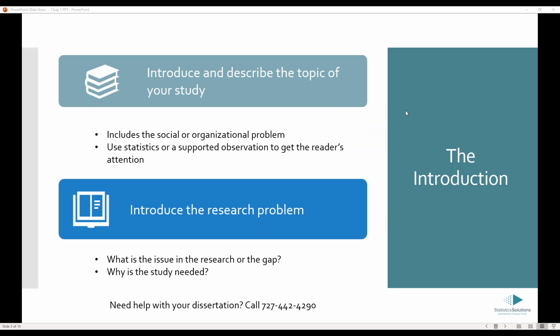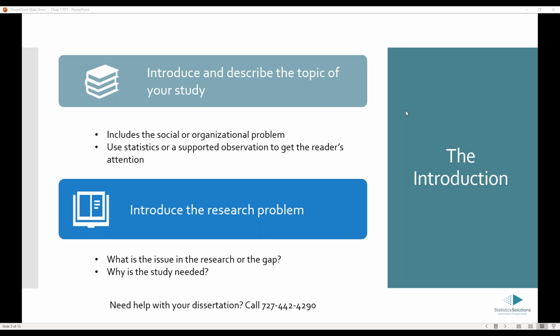Okay, so the introduction to the introduction. First, obviously, you need to mention and describe what you're studying, the topic. And usually this includes the social or organizational problem. What is the issue? Use some statistics or some kind of peer-reviewed source to anchor your observation or to get the reader's attention.